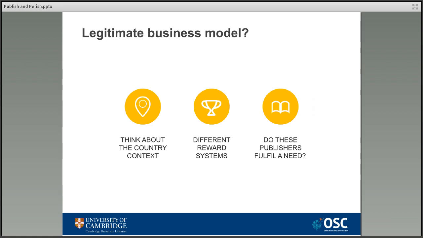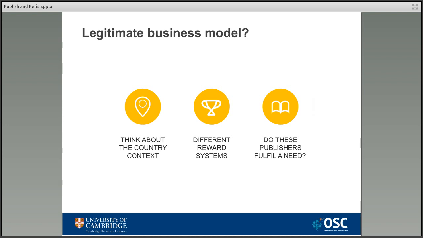The country context also plays an important part in a researcher's motivation to publish. In some countries, they need to have at least one or more publications on their CV in order to progress in their careers, and so it almost makes sense for them to use one of these publishers to get their work out there. Different systems of reward for academic work lead to different behaviours in researchers, and we need to make sure we're not just looking at it through the lens of our own bias.